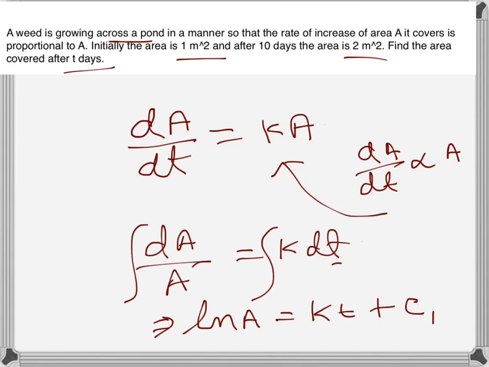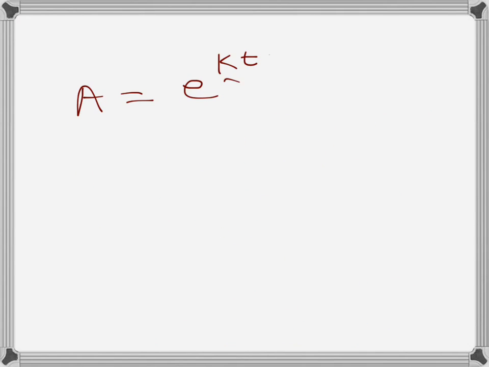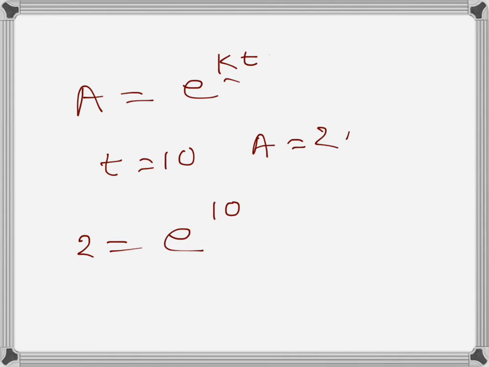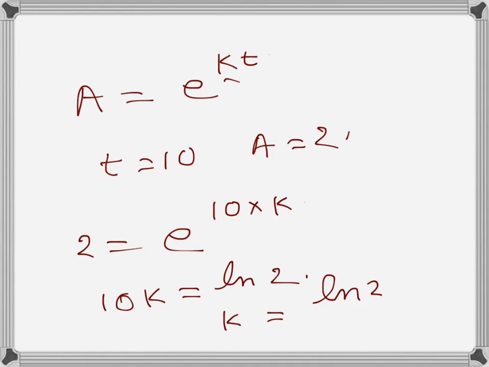There is another piece of information: after 10 days the area is 2 square meters. That means when t is equal to 10, area is 2. So 2 is equal to e to the power 10k. So we can write 10k equals ln of 2, or k becomes ln of 2 over 10. That's the value of k.